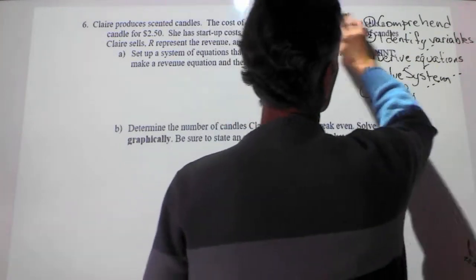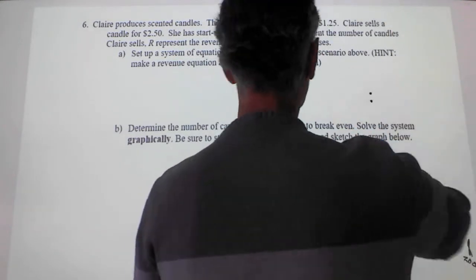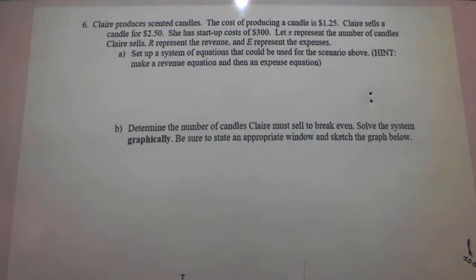Okay, so let's get rid of this so you can read. It says, Claire produces scented candles. The cost of producing a candle is $1.25. Claire sells a candle for $2.50 and has startup costs of $300. Let X represent the number of candles Claire sells, R represent the revenue, and E represent the expenses.